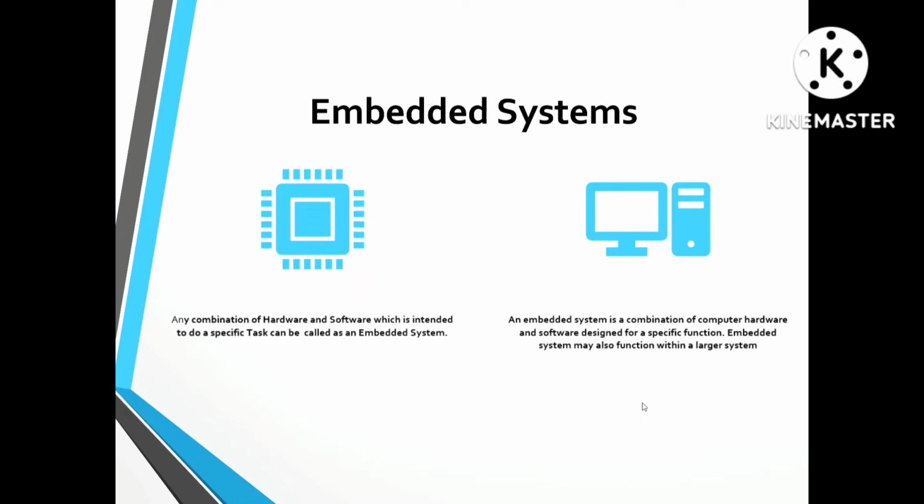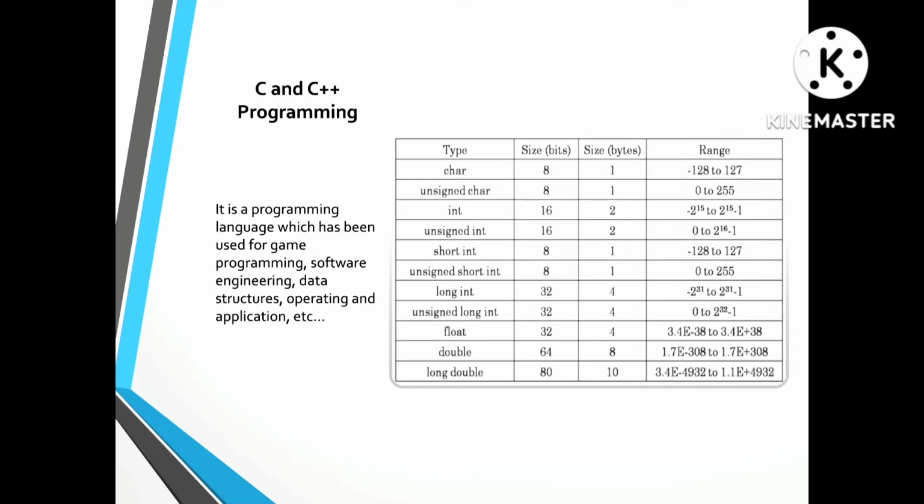Coming to embedded systems. A combination of hardware and software which is intended to do a specific task can be called an embedded system. An embedded system is a combination of computer hardware and software designed for a specific function. An embedded system may also function within a larger system. Coming to C.